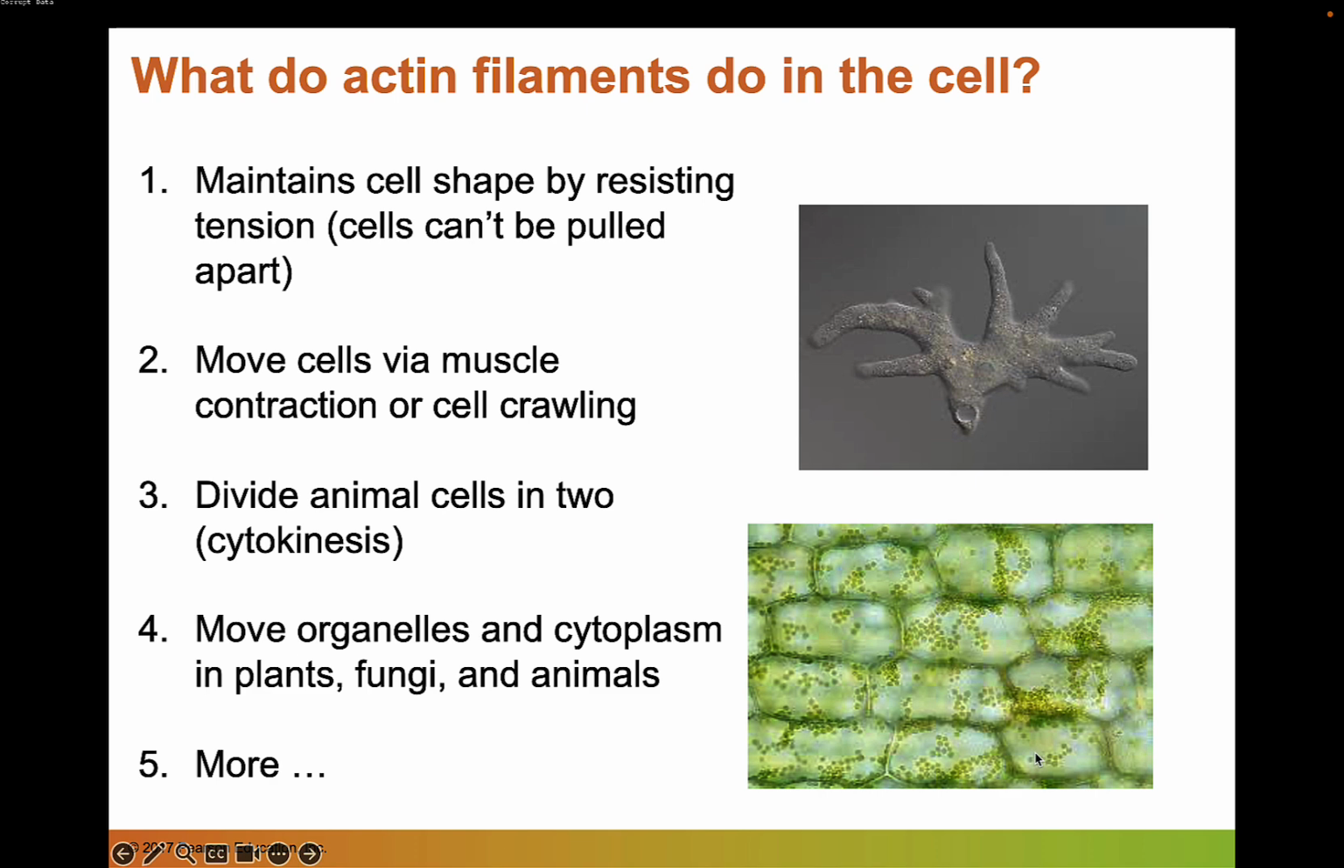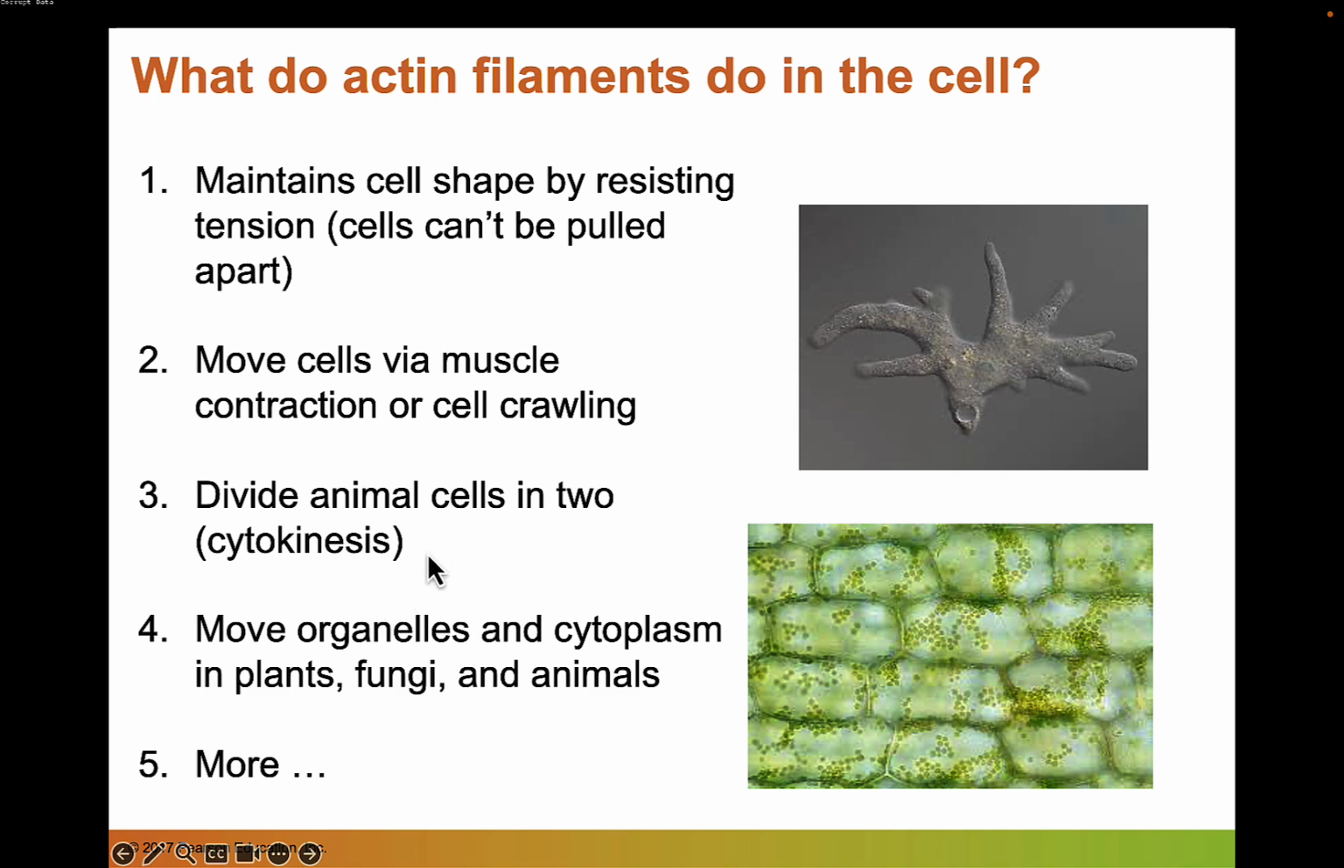So actin filaments can do many things in the cell. As I mentioned, they can maintain cell shape, and they do this by resisting tension, so cells can't be pulled apart. They can also move cells via muscle contraction or cell crawling. And so you were able to either see or watch videos of amoeba crawling, and you could see them basically shoot out this projection that we call a pseudopod and move towards something, whether it was food or nutrients, or away from light that the amoeba wanted to reach.